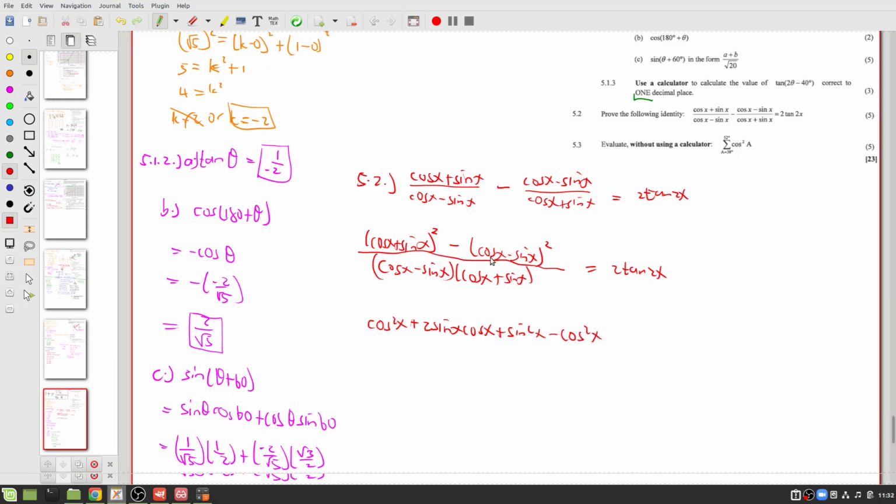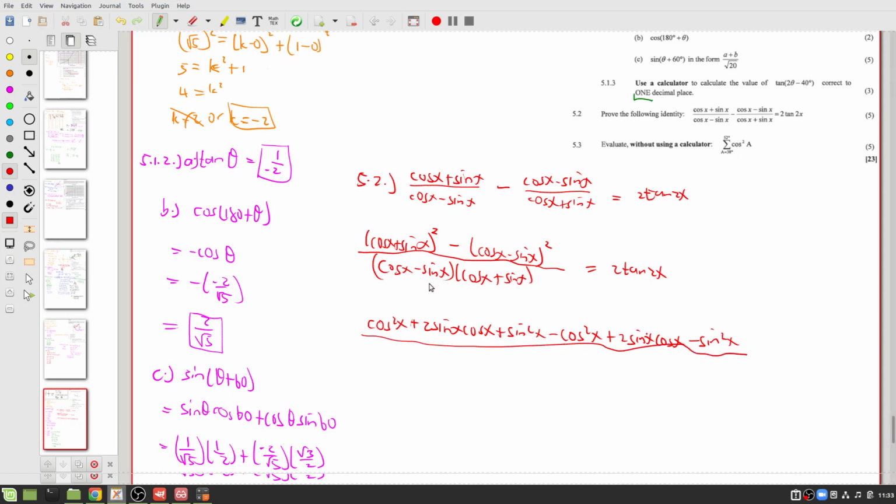Then we've got cos x times negative sin x is negative sin x cos x, minus another sin x cos x, so it's minus 2 sin x cos x, but it's a minus minus, so it becomes a plus 2 sin x cos x, and then minus sin x times minus sin x is positive sin squared x, but there's a minus, so minus sin squared x. All of this still over this.